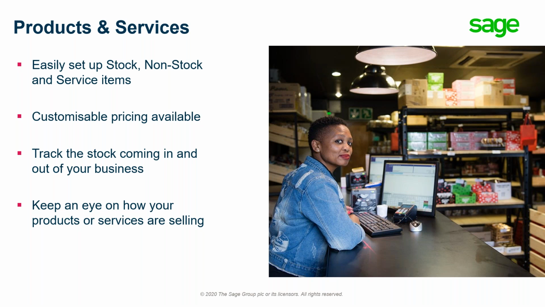Now, there are customizable pricing and discount options available. And if you are setting up stock records, it's very easy to track stock coming in and out of your business, and via the reporting option, easy to keep an eye on how your products and services are selling as well. Similar to customers and suppliers, there is no limit to the number of product and service records that you can set up. So again, let's just take a look in the software.